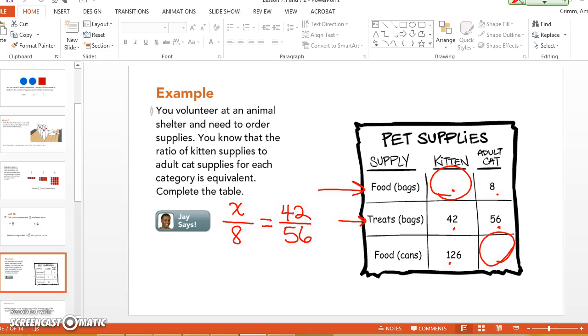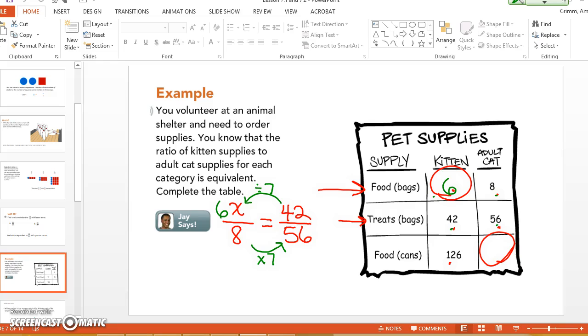I just like to use cross products, that's what I usually do. But if you want to say 8 times, what is 56? 7, right? And then what would you have to do here? 42 divided by 6. Yeah, then you have to divide by 7, and that would get you back to 6. So this answer would be 6. Because 6/8 would be equivalent to 42/56, just like what we just did on the last slide.